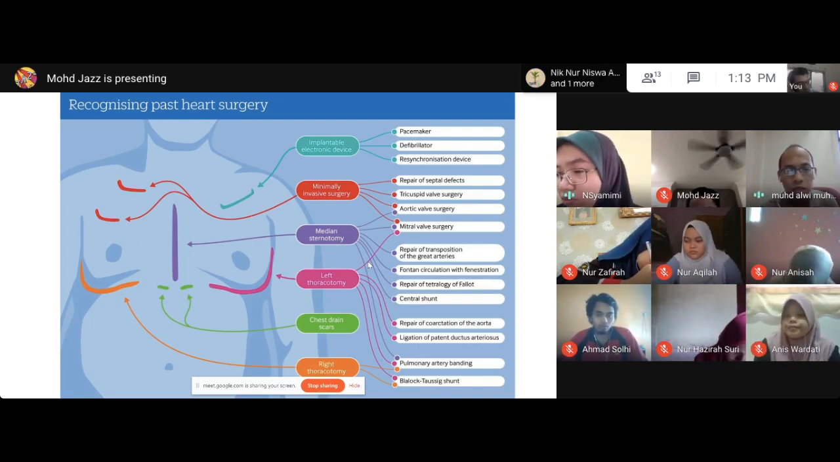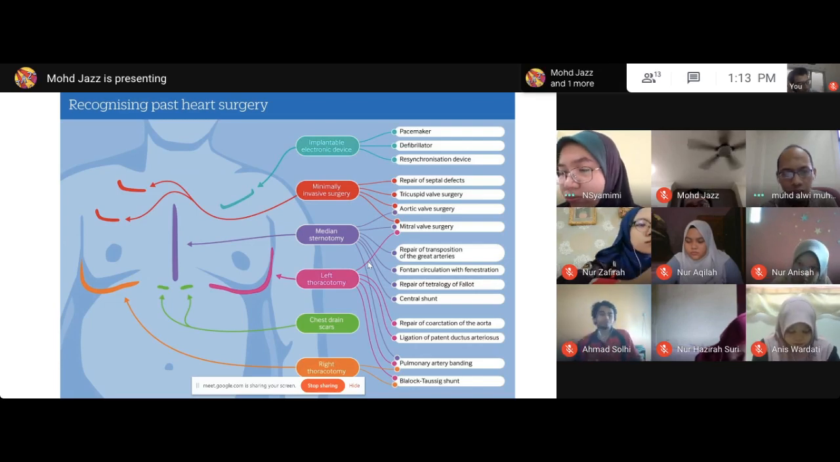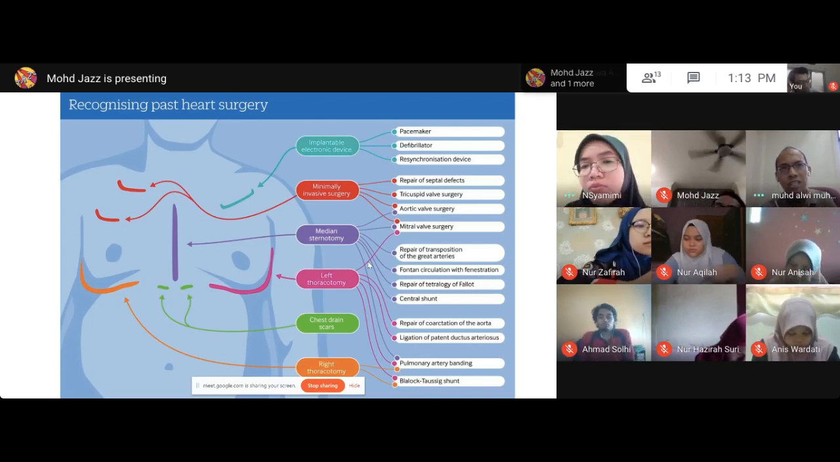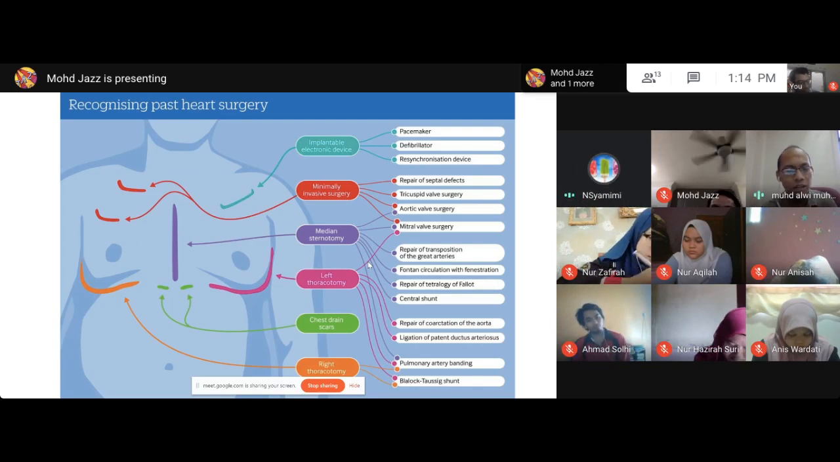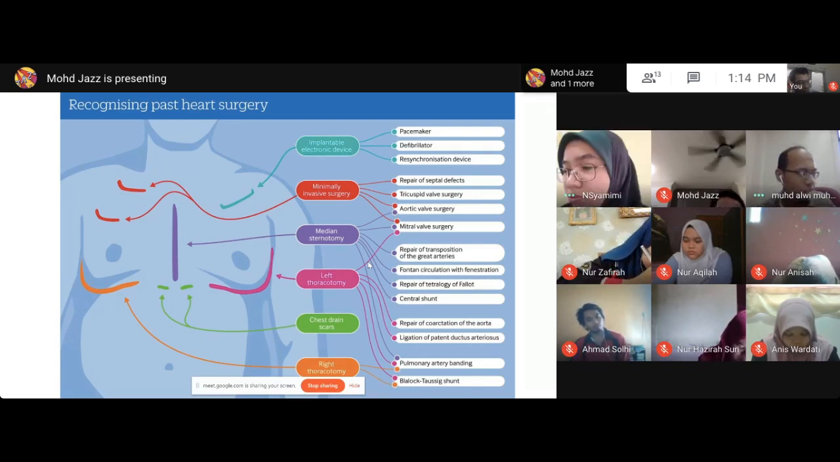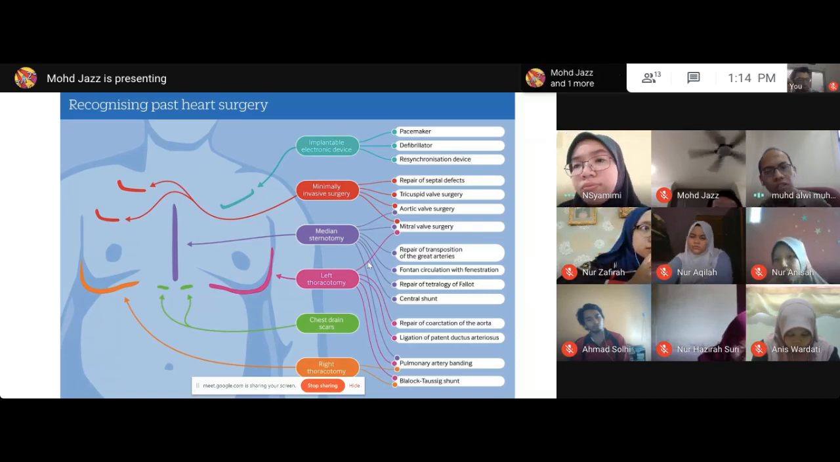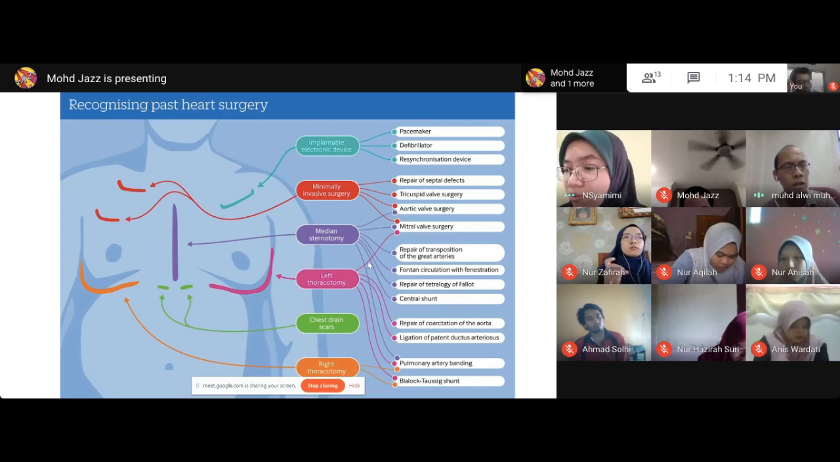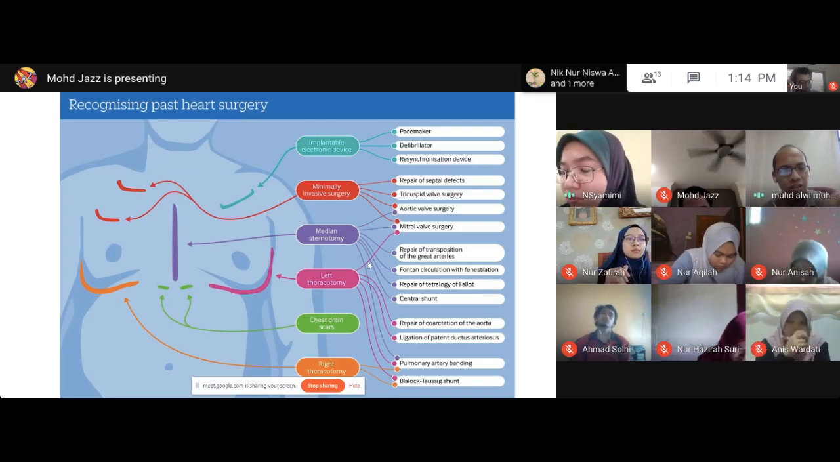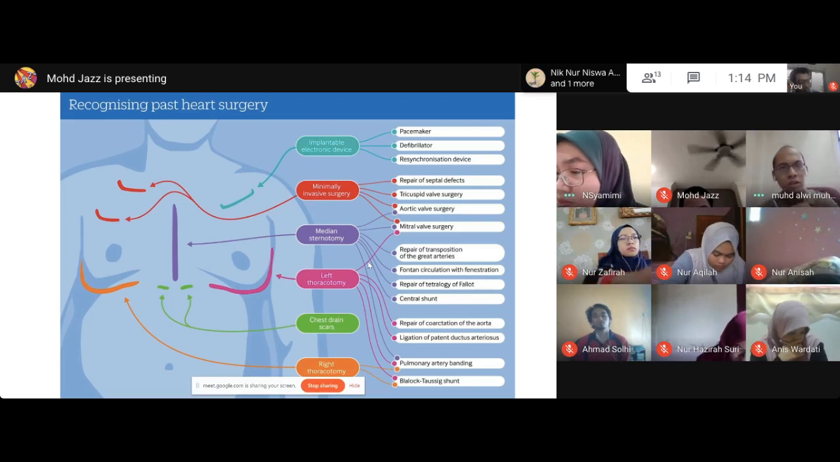Okay, Glenn and Fontan, like you mentioned, are for those with single ventricle. Anything with single ventricle, you do Fontan and Glenn. Actually, I wrongly mentioned just now about the BT shunt. BT shunt is not a connection between the vena cava and its branches to the pulmonary artery. BT shunt is from the aorta or its branches to the pulmonary artery. It can be the subclavian artery, usually we don't touch the carotid artery. Most of the time the subclavian artery, right or left. BT shunt can be right subclavian or left subclavian.